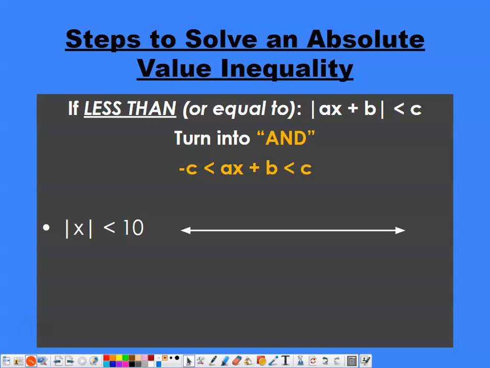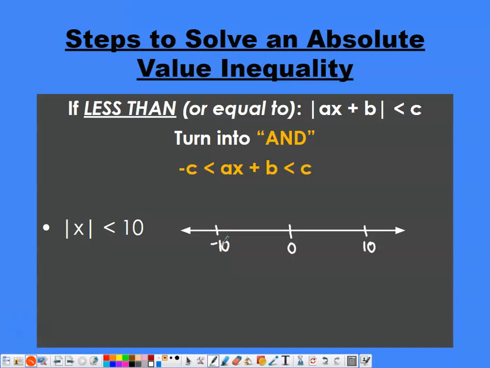So the simplest case that I can think of is this one right here. We have the absolute value of x is less than 10. Let's think about what that means. Absolute value again is the distance from 0. So we're thinking about what numbers are less than 10 units away from 0. Let's use a number line to help us out. We have 0 in the middle. I'm going to put positive 10 up here, and negative 10 down here.